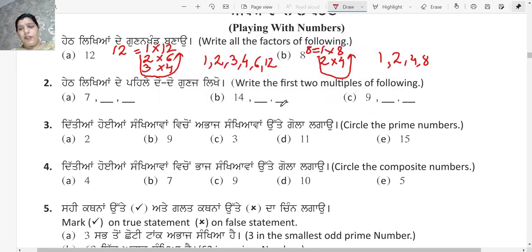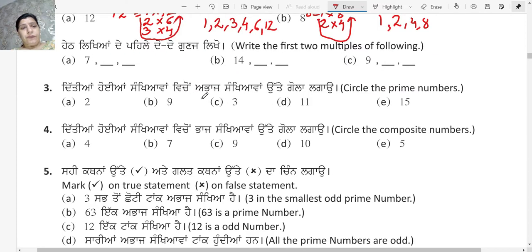Now let's move to the second question. Write the first three multiples of the following. Beta, you have to write its multiples. Multiple means you have to write the table. You have to write the table of 7. 7 ones are 7. Then next 7 twos are 14.